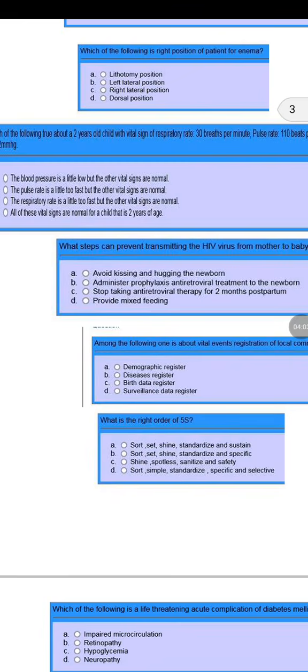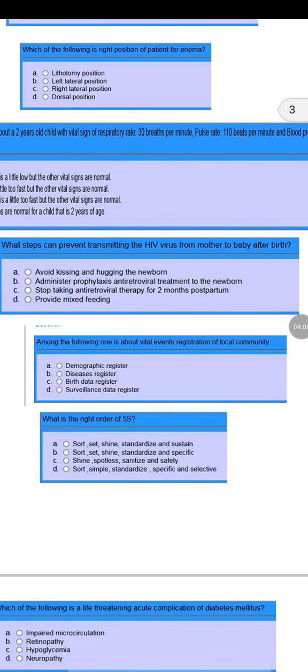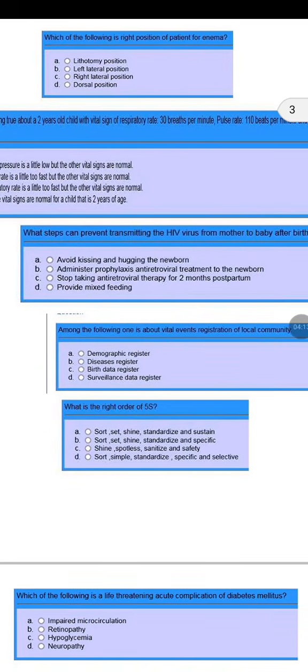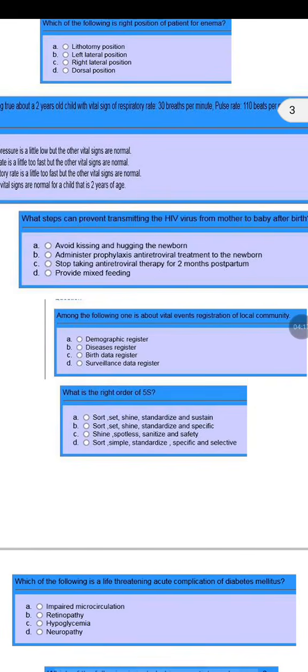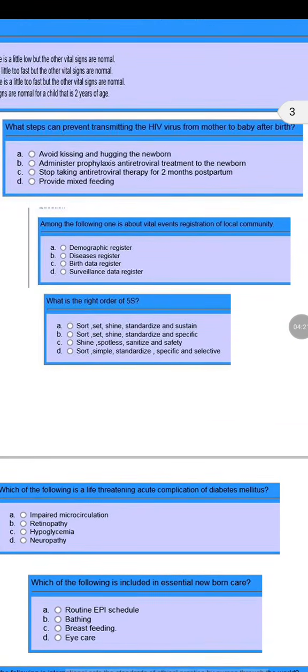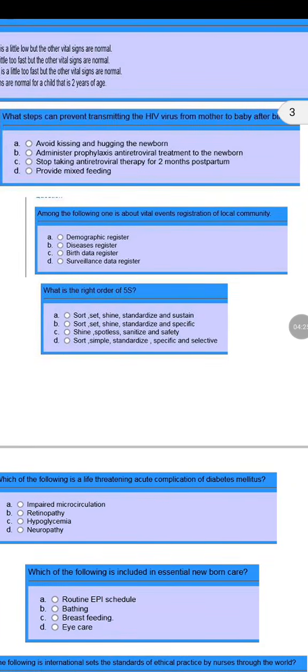What is the step that can prevent transmitting the HIV virus from mother to baby after birth? Admit prophylaxis treatment to the newborn. Among the following, which is about vital event registration of local continuous domestic birth data registry?